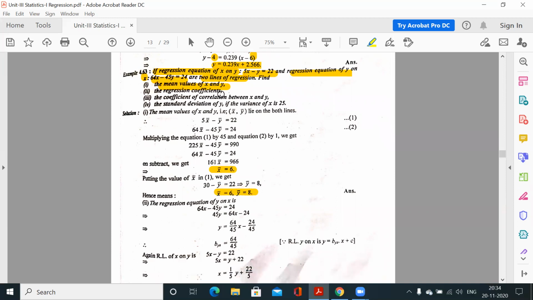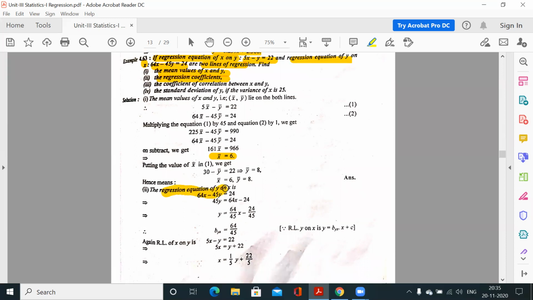Now the regression coefficient, because in this case, if you remember the properties, if you are given two regression lines, one equation would be x on y, the other would be y on x. So if you solve the x on y equation for x, you will get bxy, and if you solve the y on x equation, you will get byx. Here, because they have mentioned which is the x line and which is the y line, we don't need to have any confusion. This is the regression line of y on x.